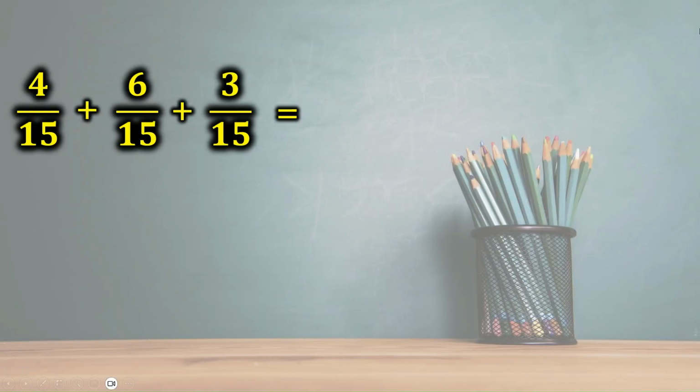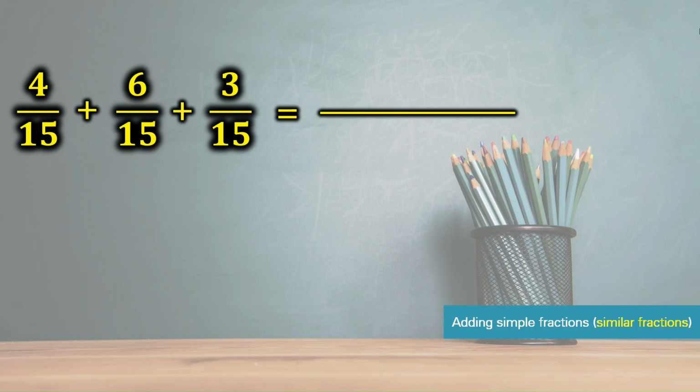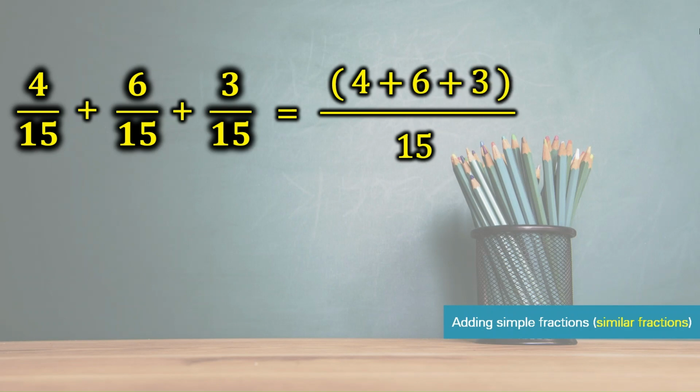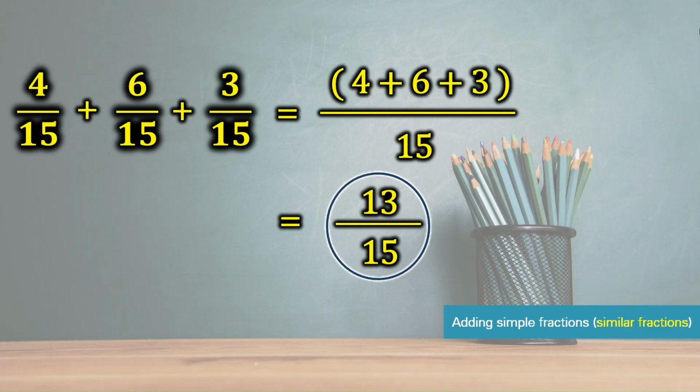Let us have more examples. Add these similar fractions. 4/15 plus 6/15 plus 3/15 equals. Let's remember that when adding or subtracting similar fractions, we copy the common denominator. Then, add the numerators. Let's do it. Add the numerators. 4 plus 6 plus 3 is equal to 13. Copy the common denominator, which is 15. The answer has no other common factors except 1 and itself, which means we cannot reduce this fraction to its lowest terms anymore. The answer is 13/15.